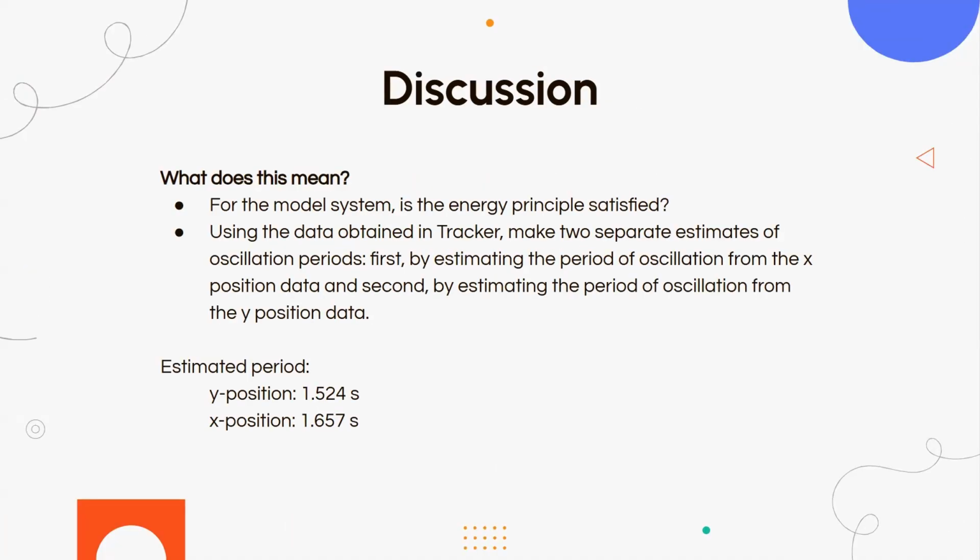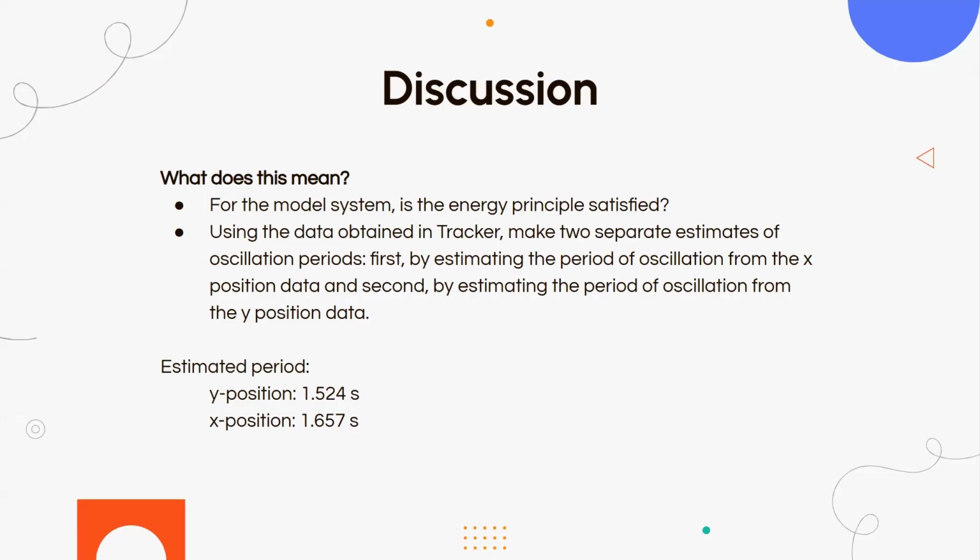For the discussion, the energy principle is mostly satisfied in the model. This is because ideally the change in total energy in the model should be 0 joules, but the model shows an oscillating change in energy, so the energy principle isn't perfectly satisfied.